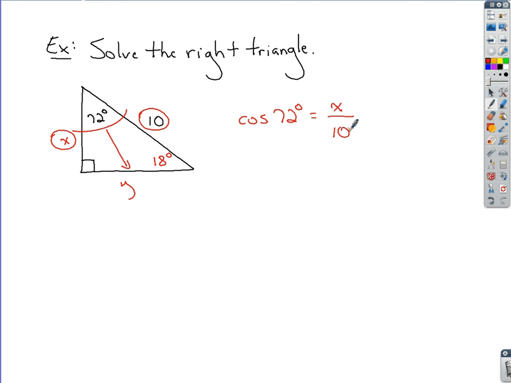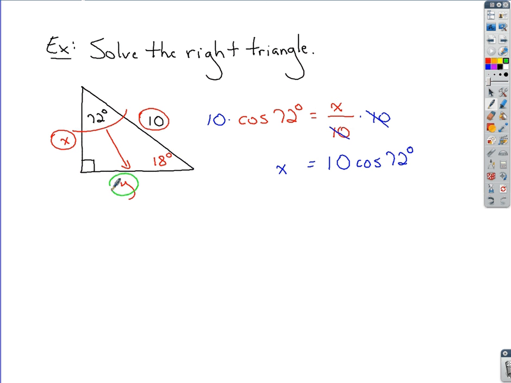We saw a similar problem earlier where to solve from here, you just multiply both sides by that denominator to clear it, meaning x is going to equal whatever 10 times the cosine of 72 degrees is. Let me see if I have that calculated. I don't have that calculated right now. So we'll just leave it as 10 cosine of 72 degrees. And understand that if we need a decimal value for that, we just punch it in the calculator, right? So there's your x.